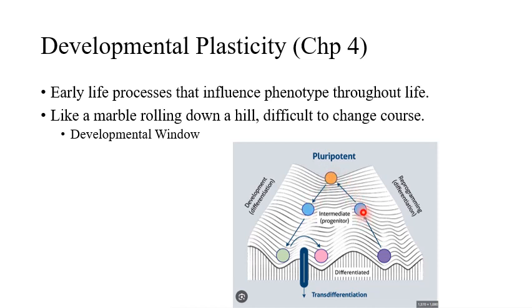If it goes this way, it's really hard for it to go over here to the green or the pink, right? Because now there's this ridge kind of differentiating it. So it's likely going to end up where this purple ball is. The marble doesn't roll back up the hill, okay?